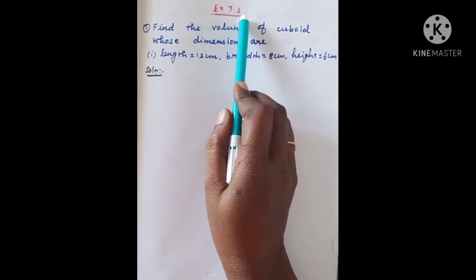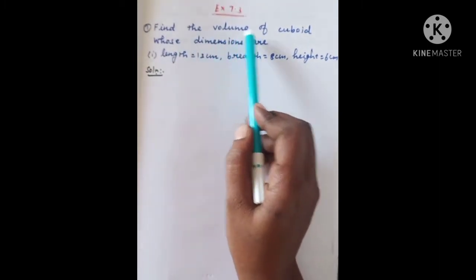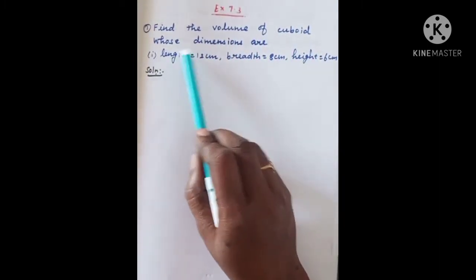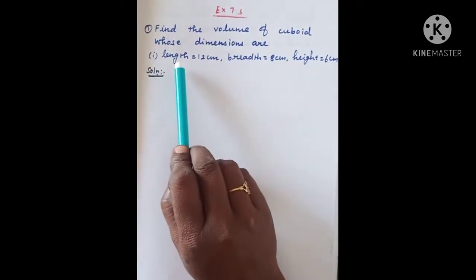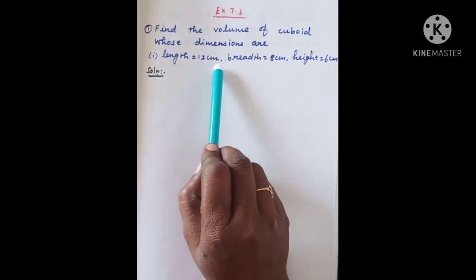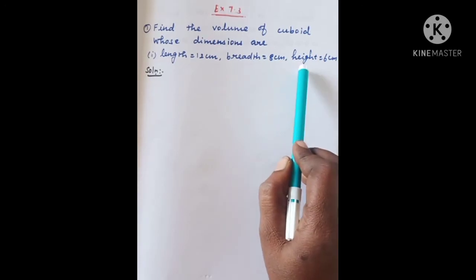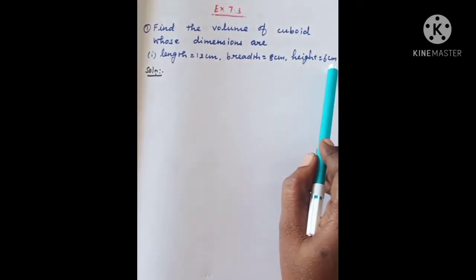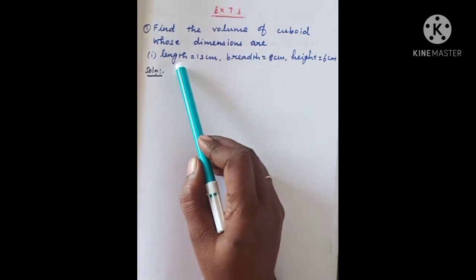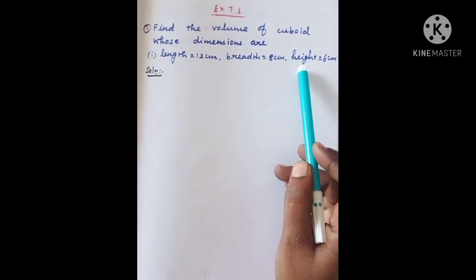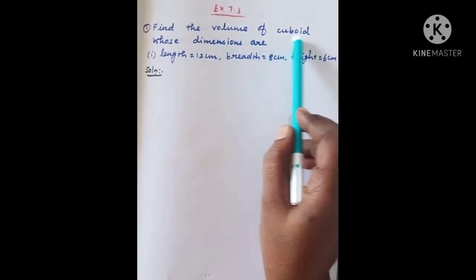Exercise 7.3. First problem. Find the volume of cuboid whose dimensions are, the first subdivision is length is equal to 12 centimeter, breadth is equal to 8 centimeter and the height is equal to 6 centimeter. Here in this problem, the length, breadth and heights are given. We have to find the volume of cuboid.